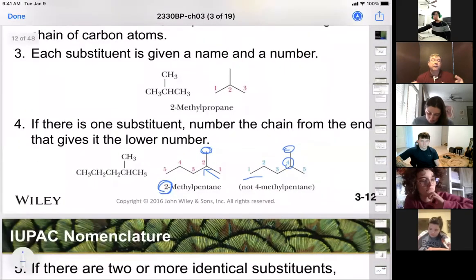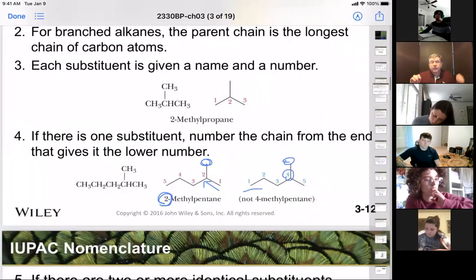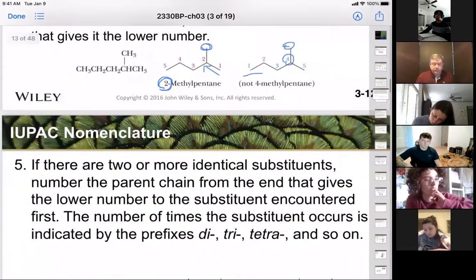So sometimes you might have to number the parent chain from one side and the other side to figure that out, okay? But sometimes it'll be in the middle and it doesn't matter. But the key is you want to put your substituent on the lowest number possible. Okay, so what if we have more than one substituent?